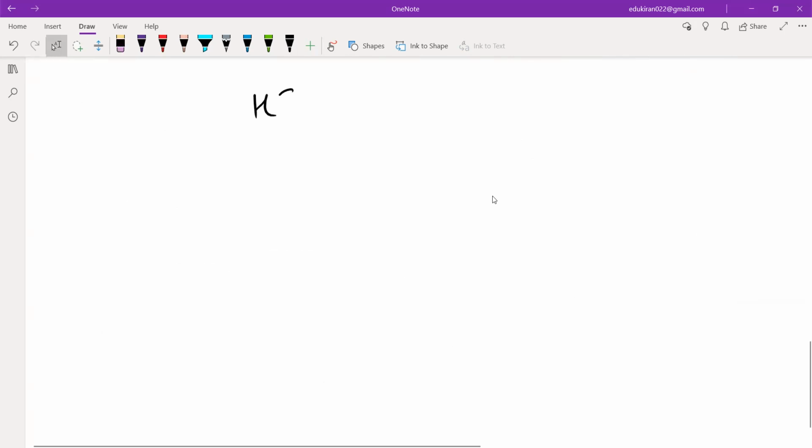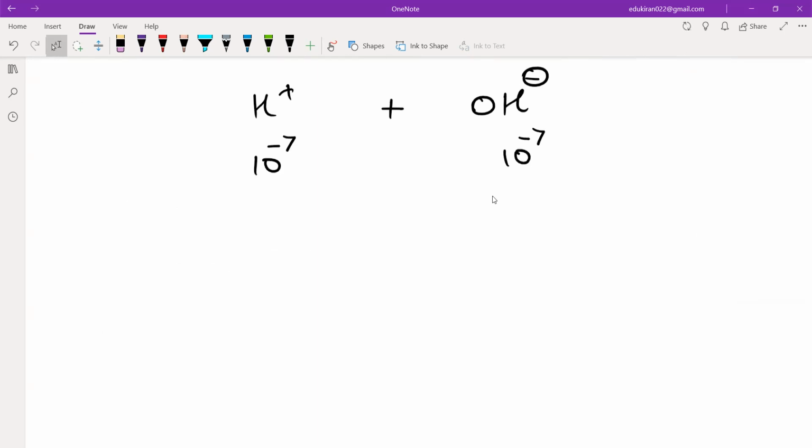So we have H positive plus OH negative. Initially both of them were 10 to the power minus 7. And now H positive is 1.1 into 10 to the power minus 7, and OH negative is just 10 to the power minus 7. So we have added 0.1 into 10 to the power minus 7 molar H plus ion.